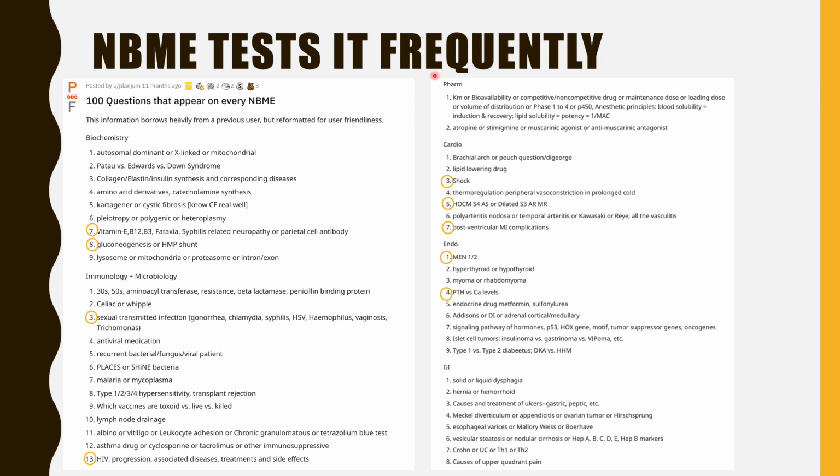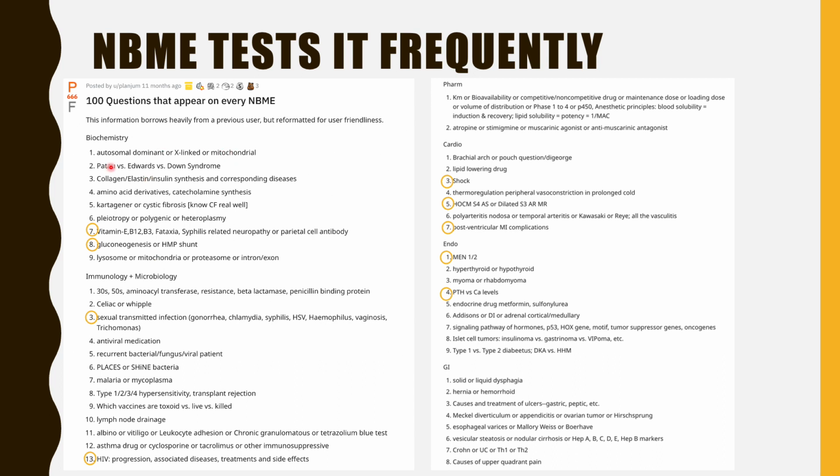So a kind person called, I don't know, Plangum, yeah, that's his or her Reddit username, put out this post of the 100 questions that appear on every NBME. So if they appear on every NBME, then they must appear on the real deal, because they're tested so frequently by the examiners that put the test, right? So in biochemistry, for example, there is all this stuff laid out, and I highlighted from these the ones that actually came up on my test out of those.